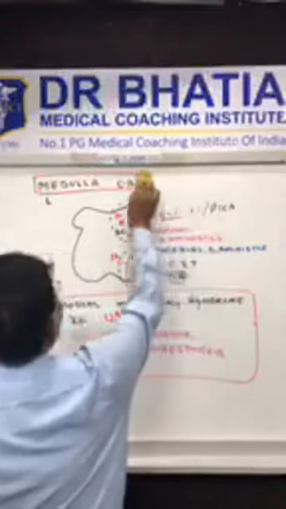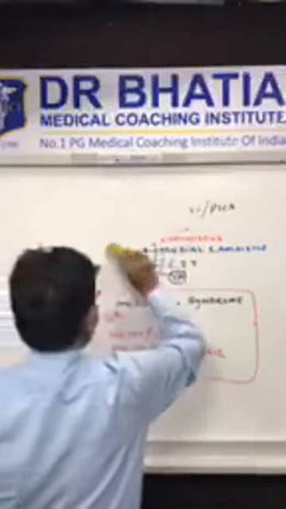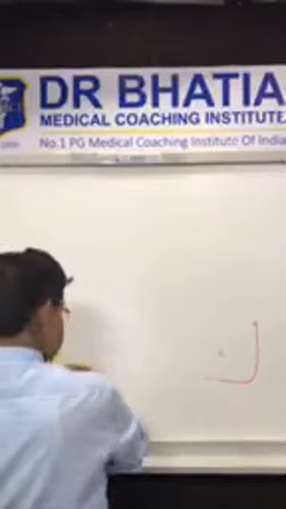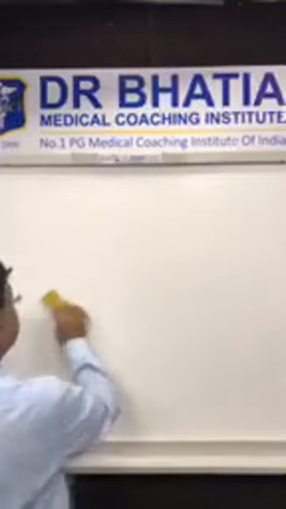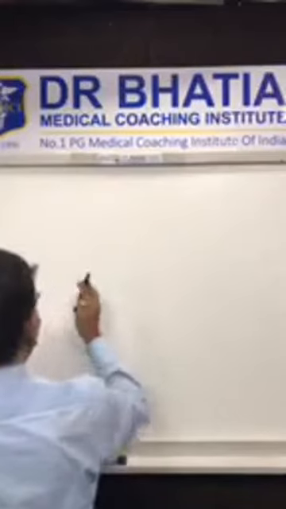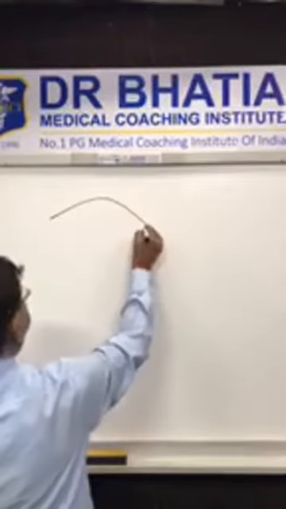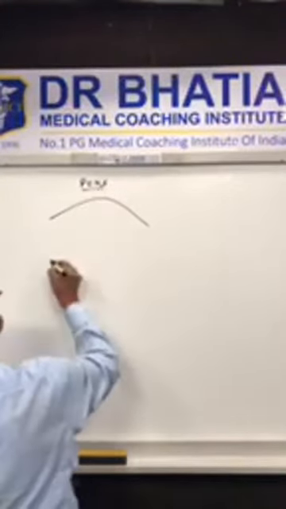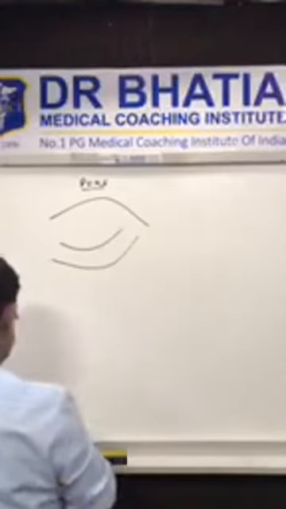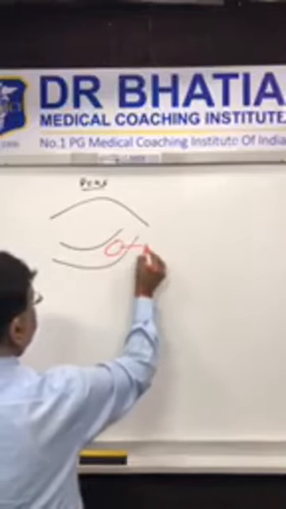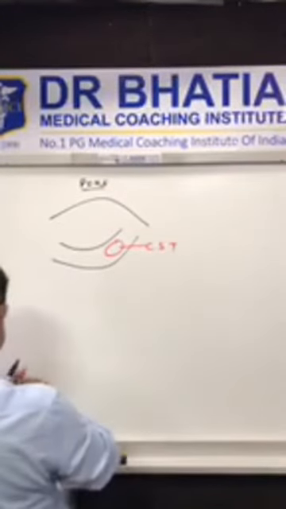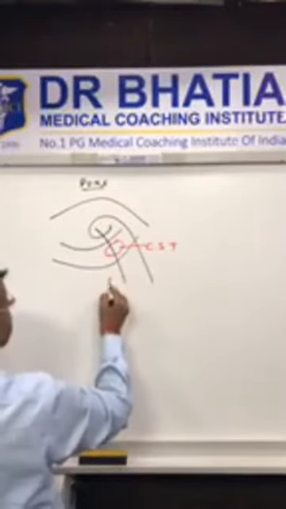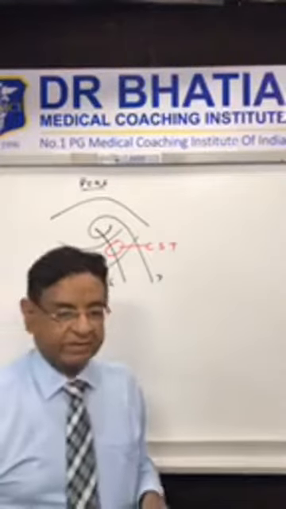Now we talk about the pons. So first we read the neuroanatomy. As far as the pons is concerned, here is the corticospinal tract. Here is the 6th nerve, and here is the 7th nerve.